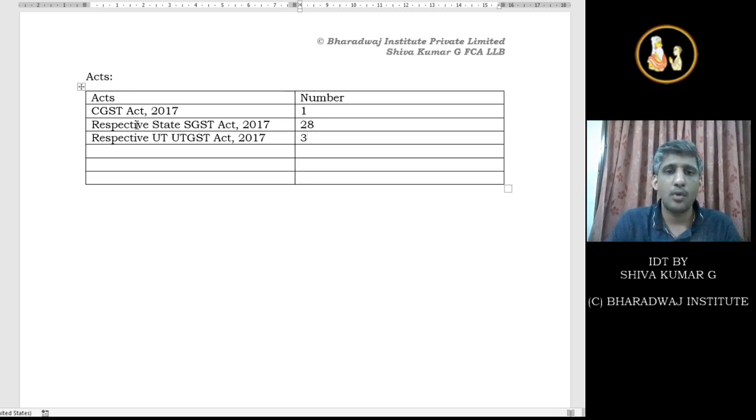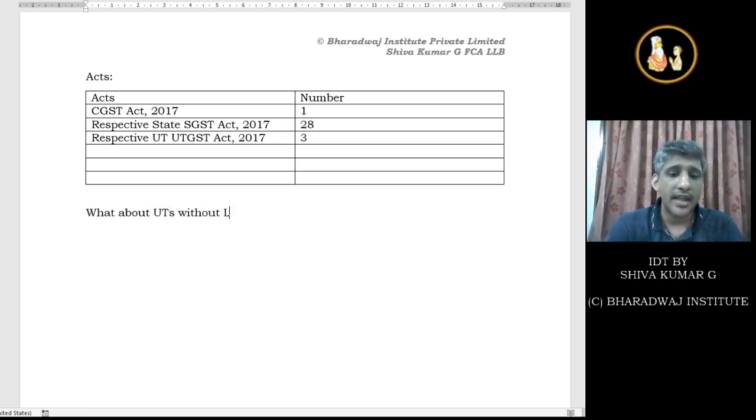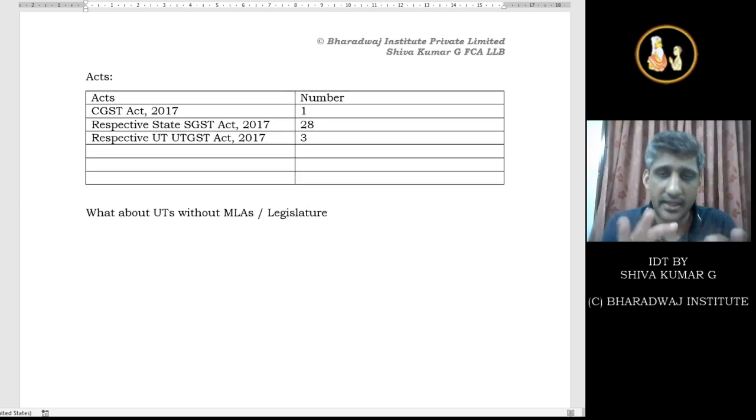Sir, then what about union territories without MLAs? The correct term is union territory without legislature. We don't understand what a legislature is. We don't know the difference between legislature and parliament. Parliament has Lok Sabha and Rajya Sabha; legislature has MLA and MLC. Go to Andhra and ask what MLC is. So we don't know the difference.